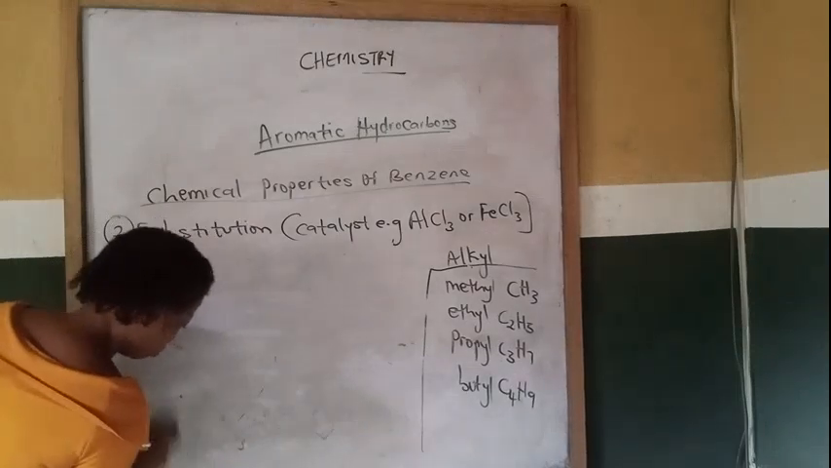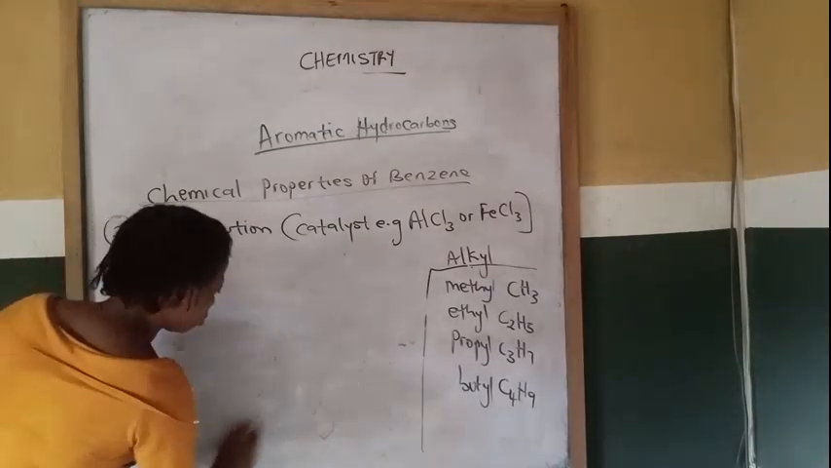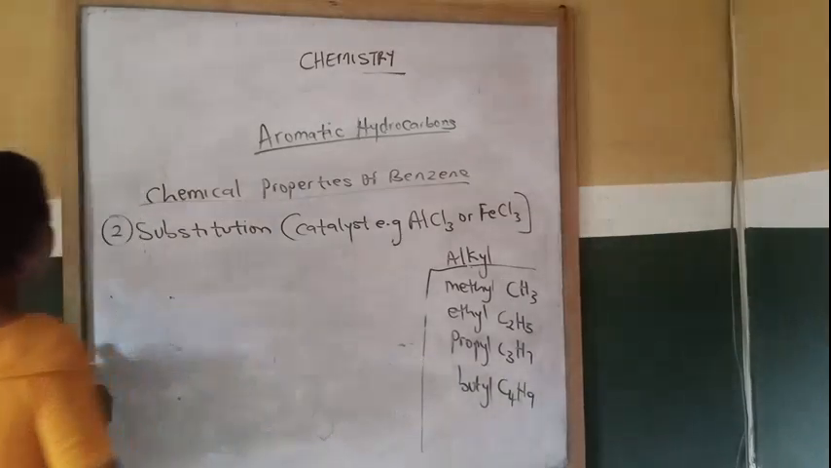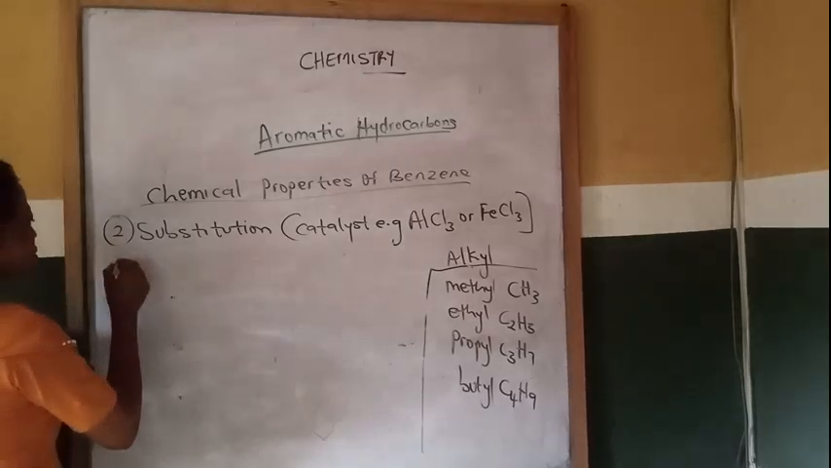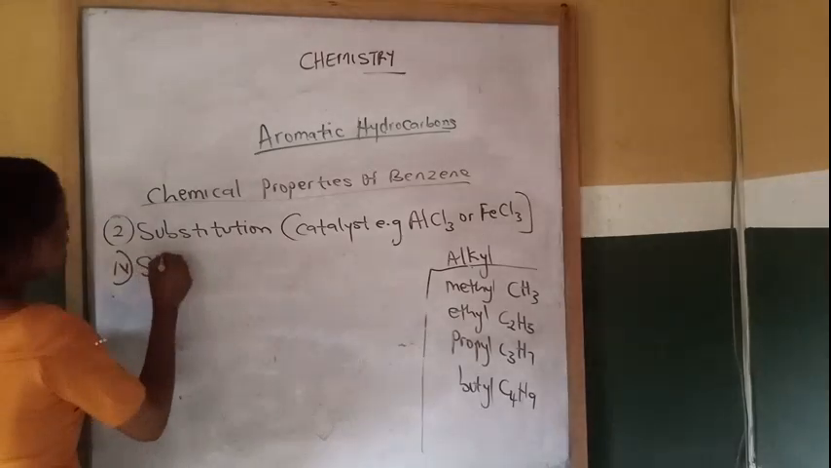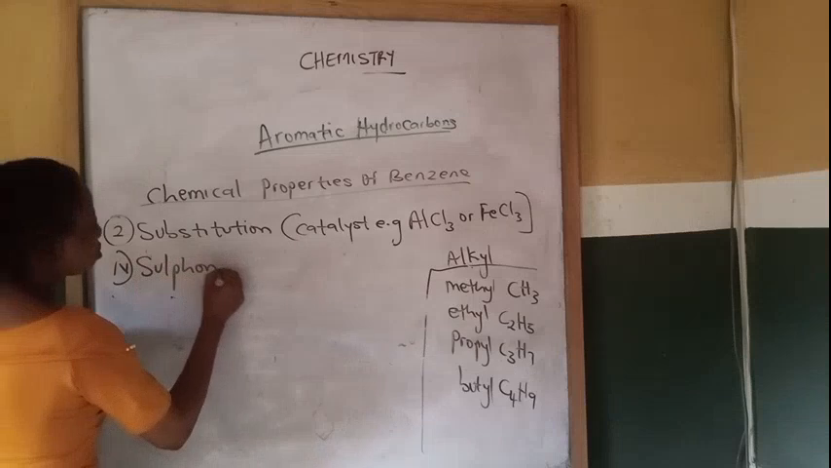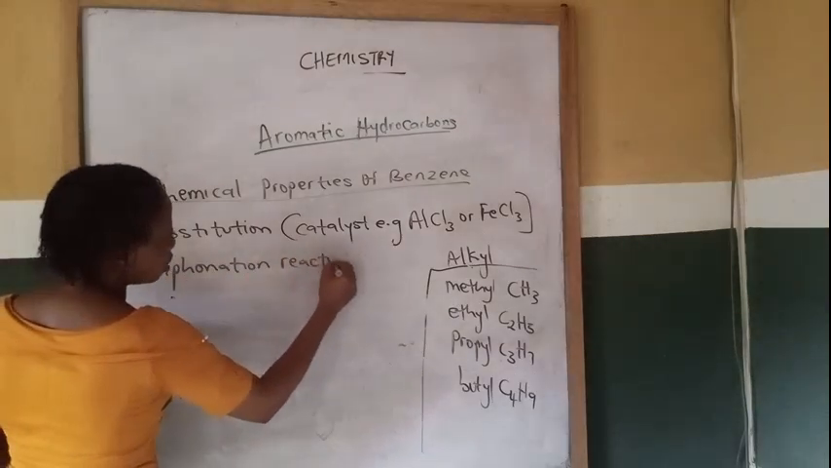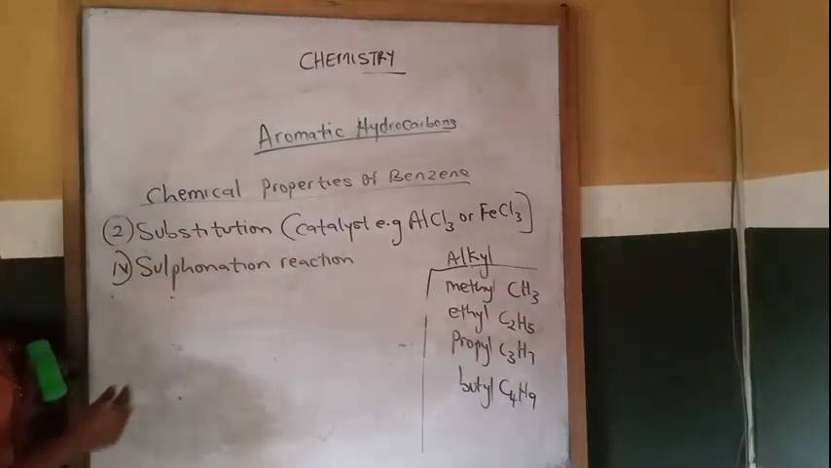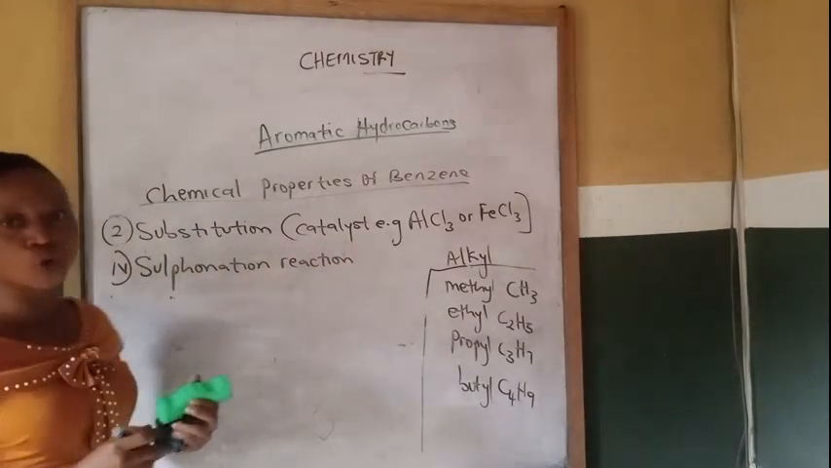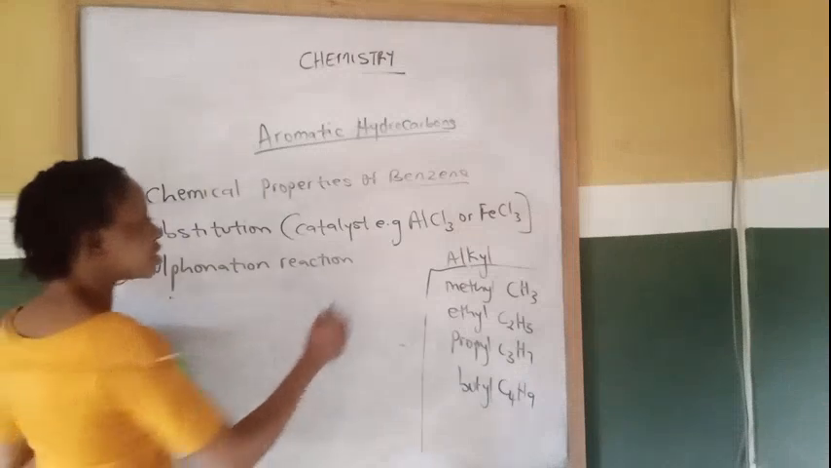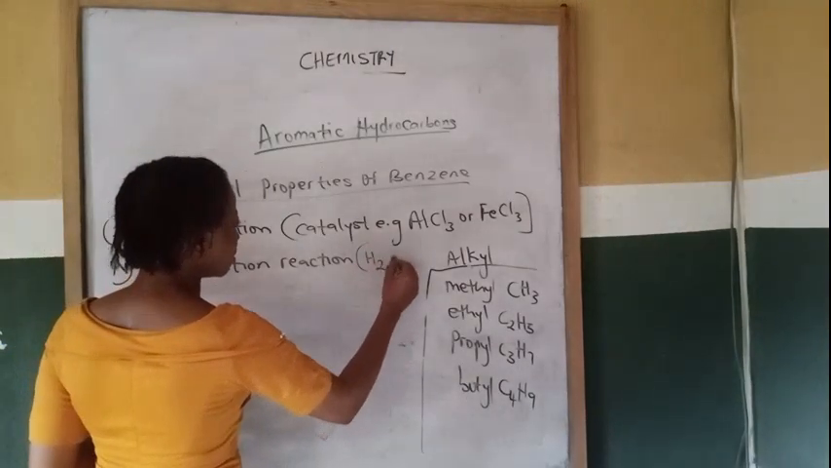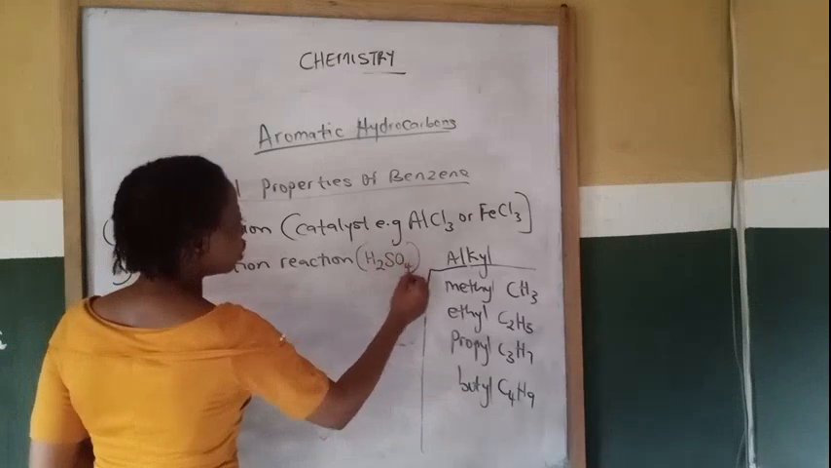Sulfonation. Number 4 is sulfonation reaction. Sulfonation reaction means addition of tetraoxosulfate 6 acid. Addition of concentrated tetraoxosulfate 6 acid, that's H2SO4.